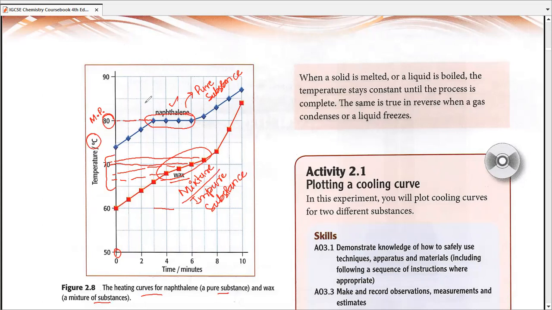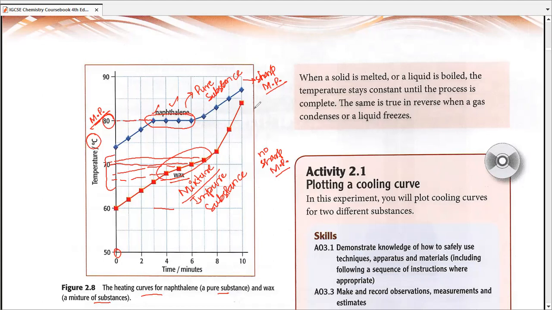Now, how do we say pure substances have sharp melting or boiling points? Sharp means there would be a straight line on the graph parallel to the x-axis like this one, and we'll be able to correlate this line to a specific melting point. And we'll have no sharp melting points in case of mixtures or impure substances. So they will melt over a range of temperatures, or they'll boil over a range of temperatures.